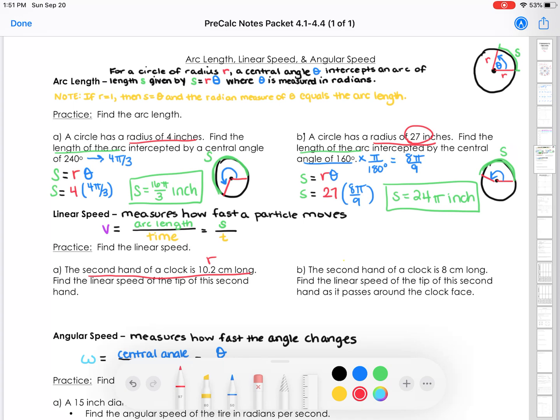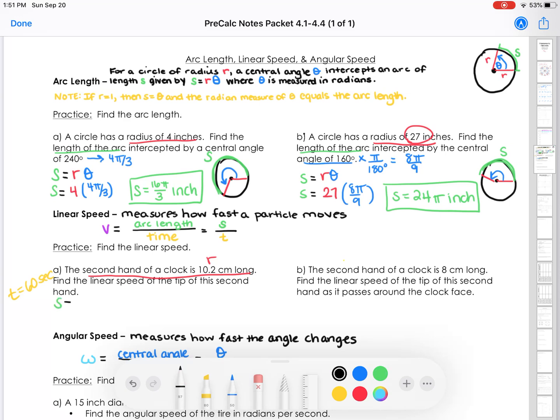So the other thing we're going to need is our time. Time is going to come from how long it takes for the second hand to go all the way around a circle. Well, that's pretty simple. How long does it take a second hand to move a full clock? 60 seconds. So our time here is going to be 60 seconds, because that's how long it takes to go all the way around the circle. All right, so let's find our arc length, and then we'll find our linear speed.